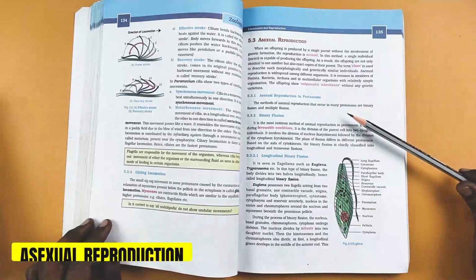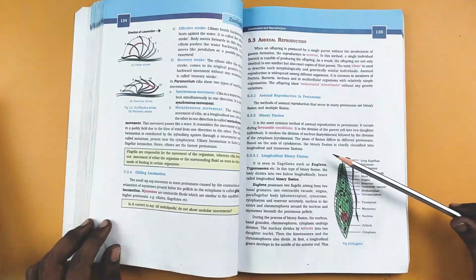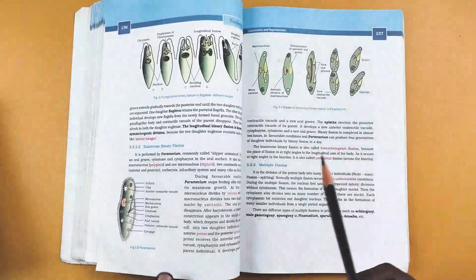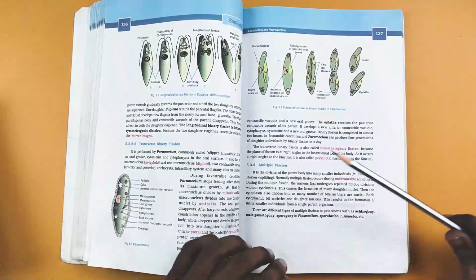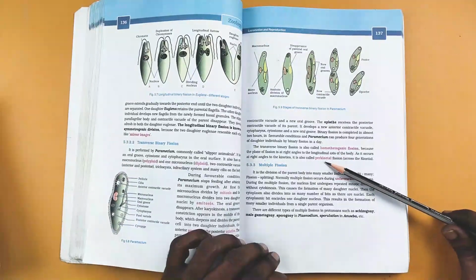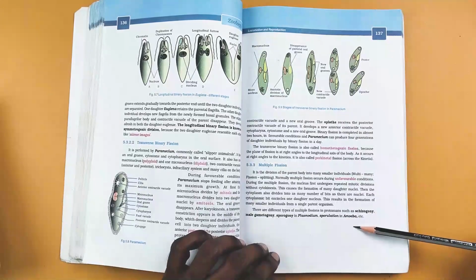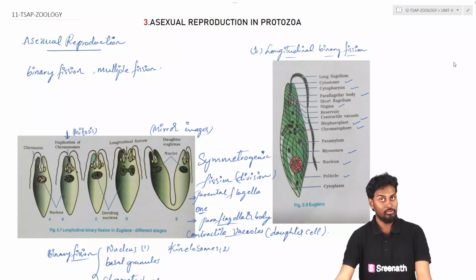So the third one is about asexual reproduction, which is the most common thing in these lower organisms. Here we are describing binary fission, generally in Euglena, which is observed as a longitudinal binary fission. The next one is transverse binary fission. And there is multiple fission, which generally takes place in organisms like Plasmodium and also in amoeba. So coming to the third topic, that is asexual reproduction.